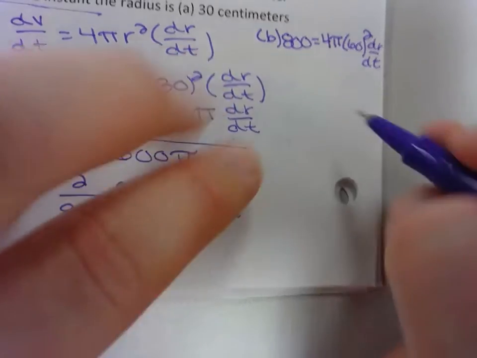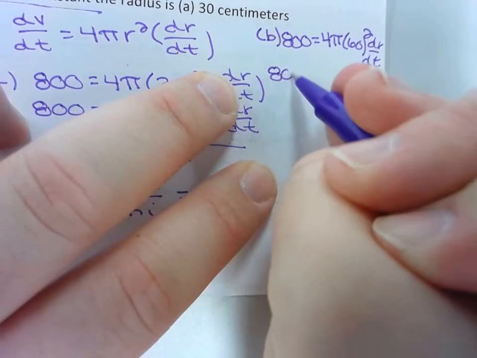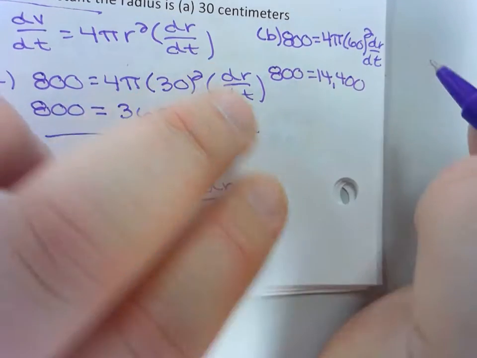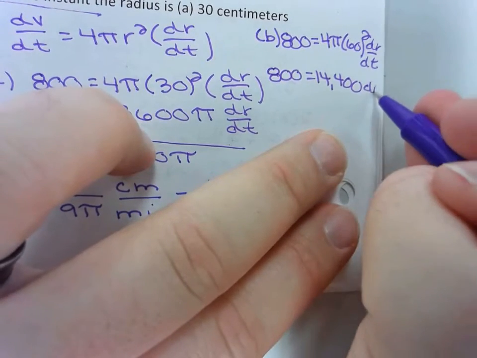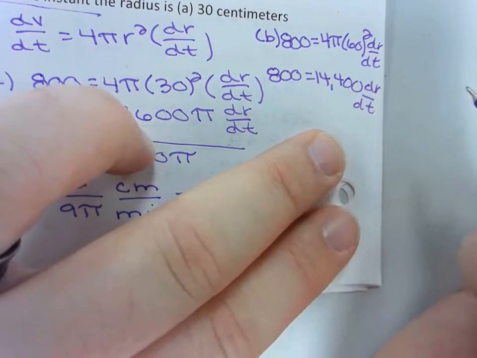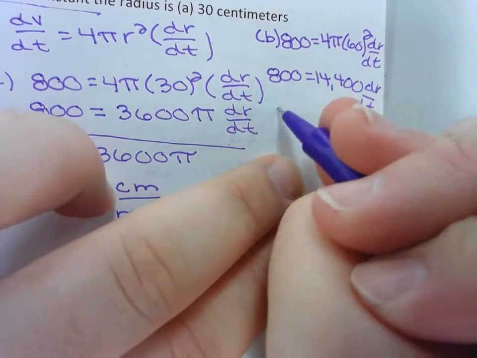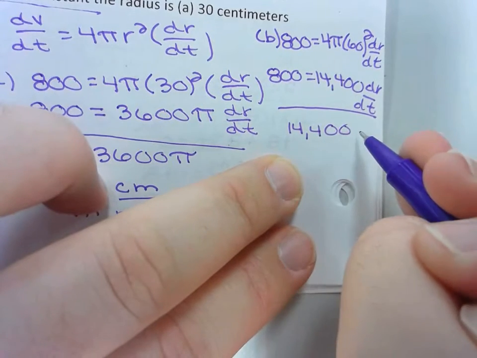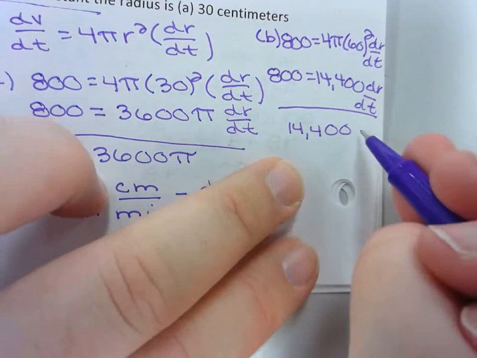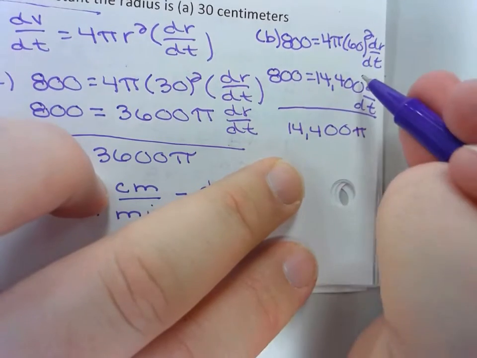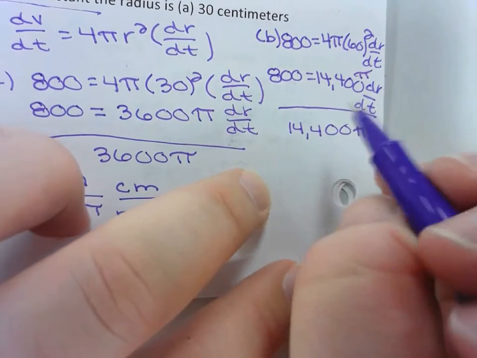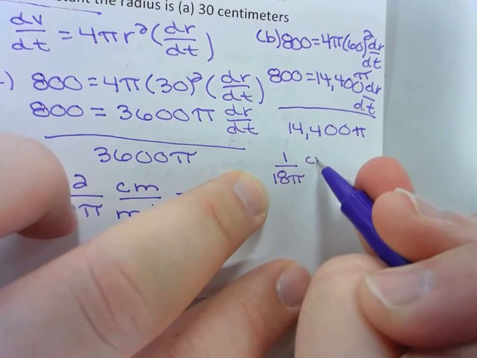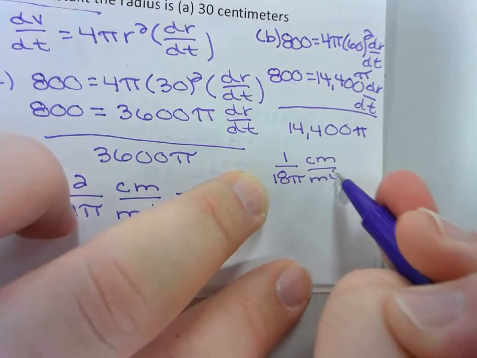So that will give me 800 equals 14,400 dr/dt divided by 14,400 pi. There's a pi there, sorry, I forgot it. And that will give me 1/18 pi centimeters per minute.